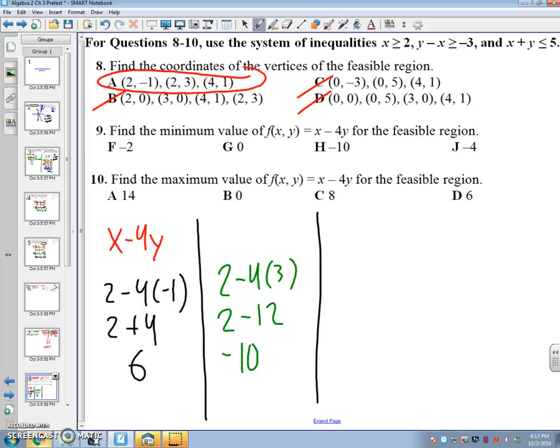All right, now try the last one. I'll try the point 4, 1. 4 minus 4 times 1. What's 4 minus 4? That's 0.